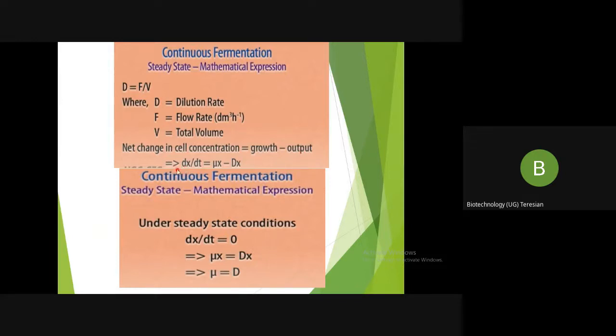So I can represent it as dx/dt. What is dx/dt? It is the net change in the cell concentration, and dx/dt is equal to growth, that is mu x, minus output, D x. So, under steady state conditions, dx/dt is always 0. The equilibrium becomes mu x is equal to D x, which in turn becomes mu is equal to D.